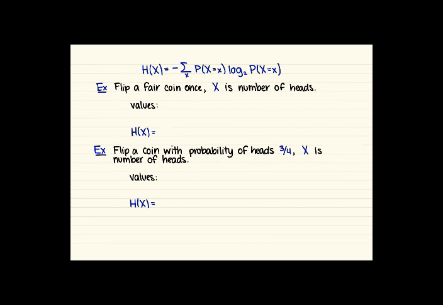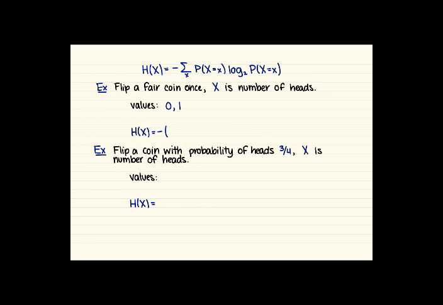So let's look at an example of computing entropies for some random variables. So let's flip a fair coin once, so x is the number of heads here. It might seem like kind of a silly random variable, but we'll look at it here. So the possible values for this one are 0 and 1. There can be 0 or 1 heads in a single coin flip. So then when we're looking at h of x, we're going to look at those possible values, and look at their probabilities.